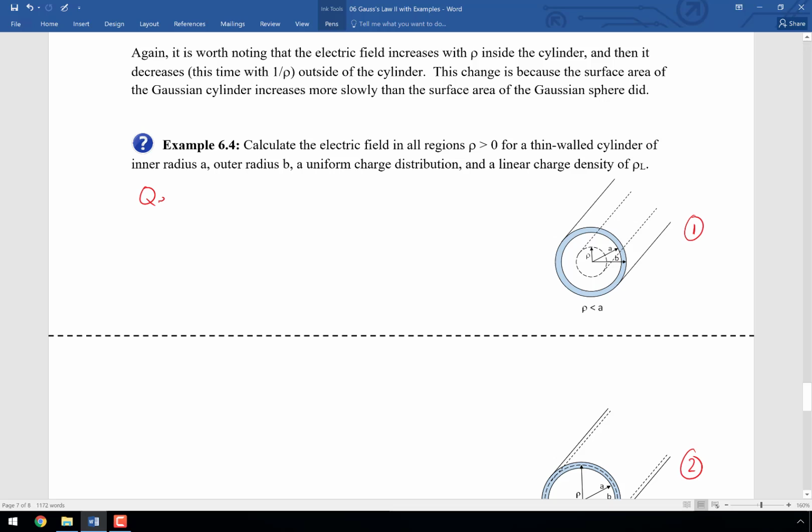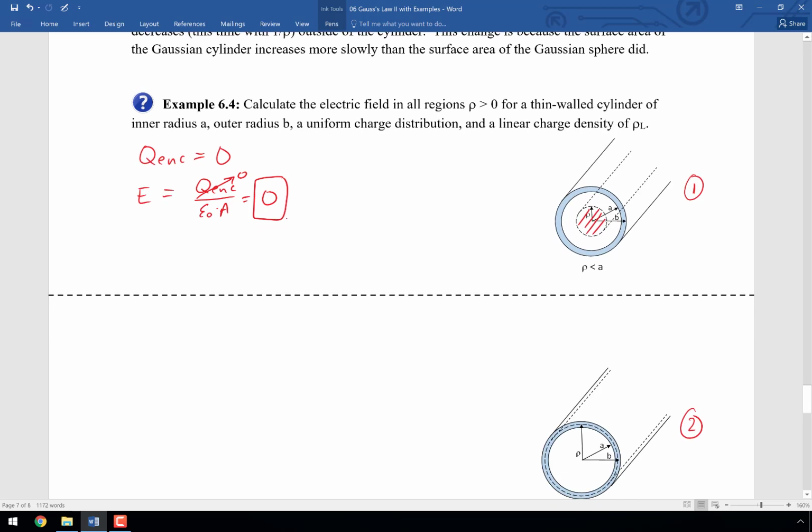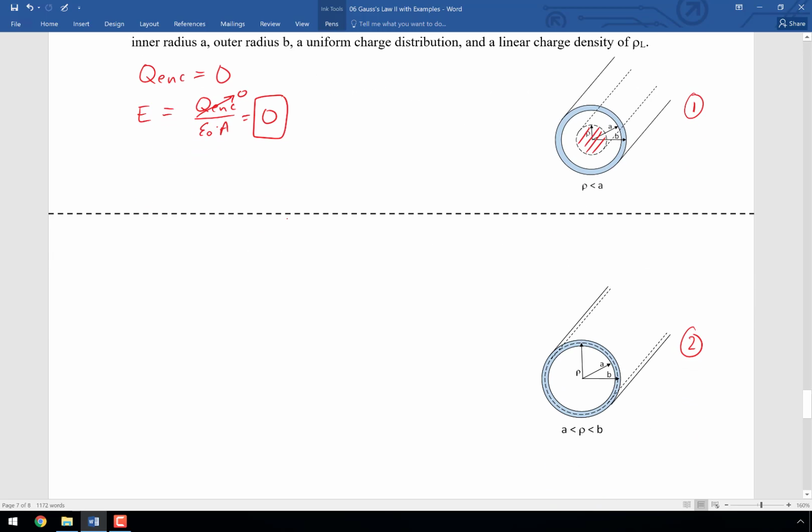So those are the 3 parts we're going to look at. For this first one, what's the enclosed charge? I'll give you a second to think about it. The enclosed charge inside that Gaussian surface is 0. And therefore the electric field, which is equal to Q enclosed divided by epsilon 0 times the area, is also equal to 0 because the enclosed charge is equal to 0. Anytime that you have a hollow or a thin-walled object, the electric field will be 0 inside the innermost of those objects, as long as they're symmetric.